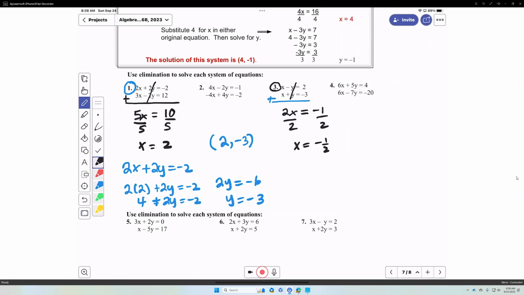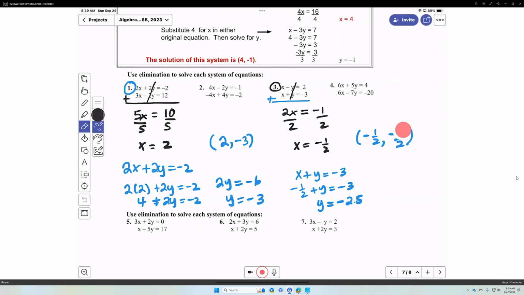Go back and substitute. I'm going to select the second equation. So we have x plus y equals negative 3. I have a negative 1/2 plus y equals negative 3. And if I add 1/2 to both sides, y equals negative 5 over 2. So the answer to this system is negative 1/2, comma, negative 5 over 2.